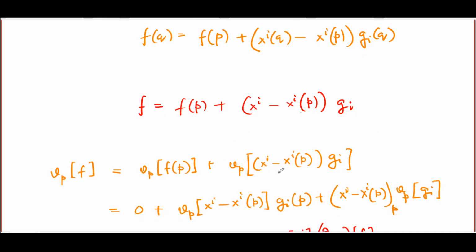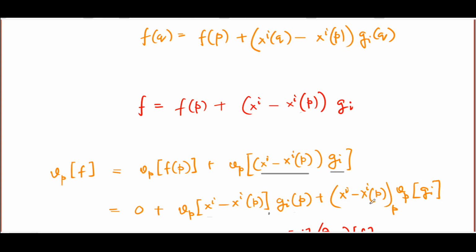What about this? This is the product of two functions on which Vp acts. So we will get to use a derivative property. It's going to be Vp acting on xi minus xi(p) times the value of gi at p plus xi minus xi(p) evaluated at p times Vp acting on gi. Now this might seem to be a bit of a dampener because, as we have said, gi is a pretty complicated function which will depend on the details of the function f, and so Vp acting on gi may be very difficult to figure out.